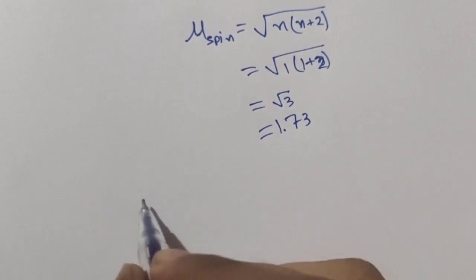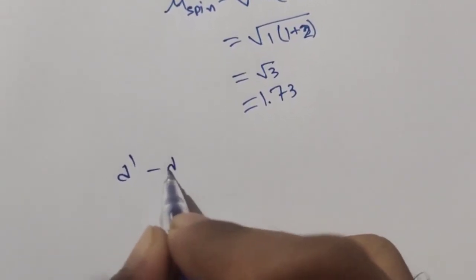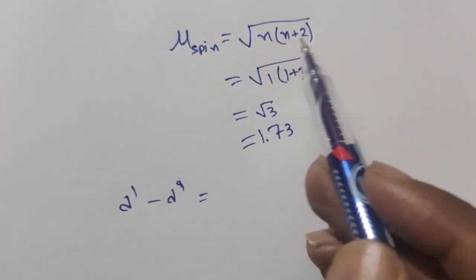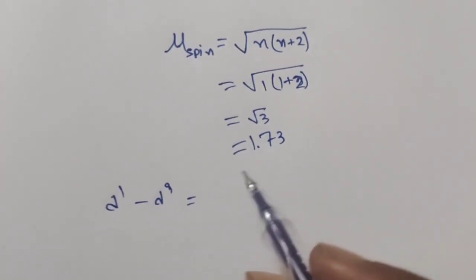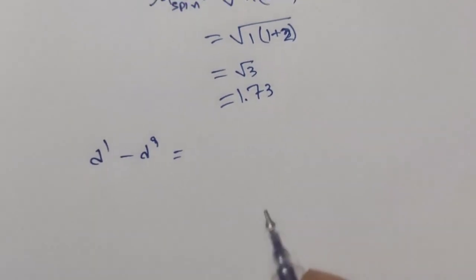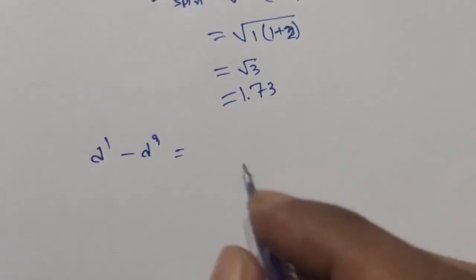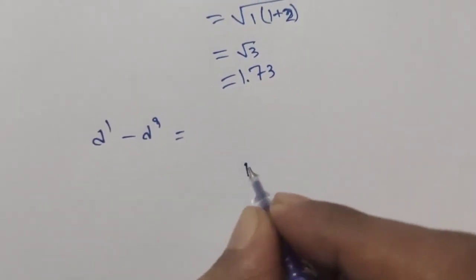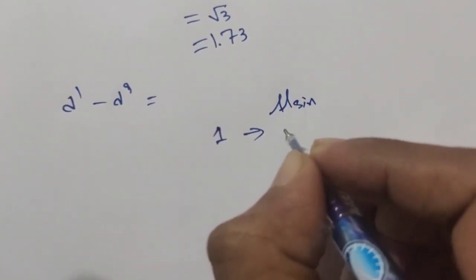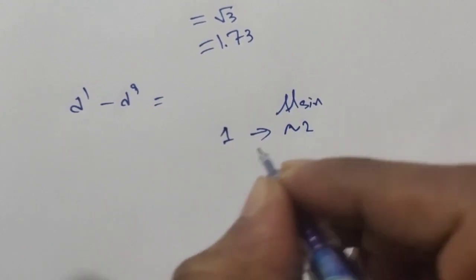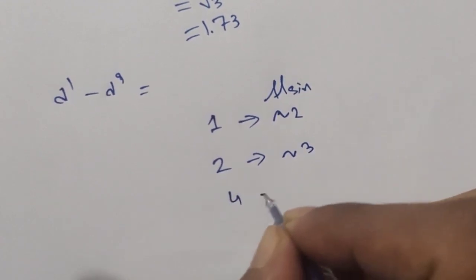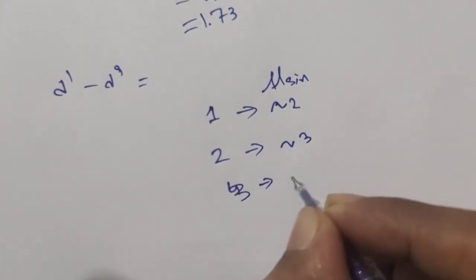So for T1 to T9, you can easily calculate by simply putting the number of unpaired electrons. I will give you a trick for when you are in a hurry, so you don't need to calculate all this. You just need to remember, if there is one unpaired electron, the mu of spin will be around 2. When it is 2, the value is around 3. When it is 3, the value will be around 4.